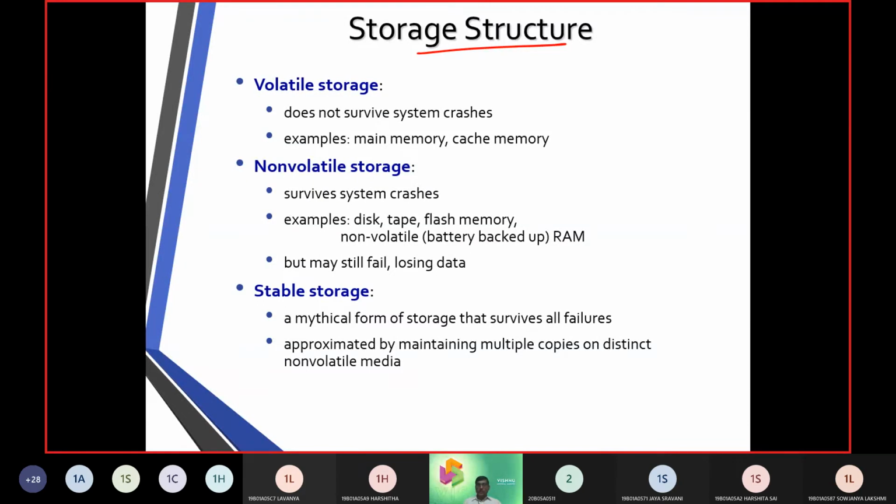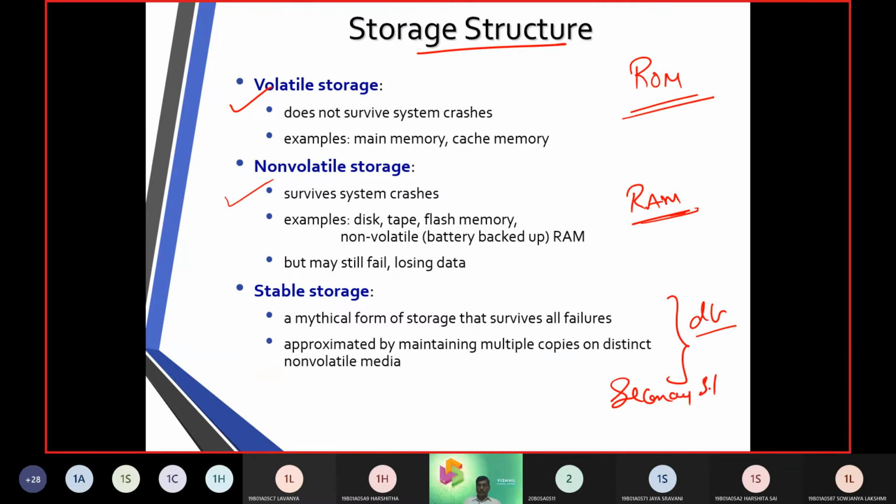Coming to the next topic, we can look at storage structures. In storage structures, we highlight volatile storage and non-volatile storage. Volatile storage is exemplified by random access memory, and non-volatile by read-only memory. And stable storage holds the database in secondary storage, and it can be a part of the cloud.